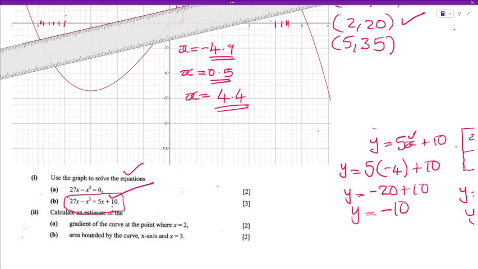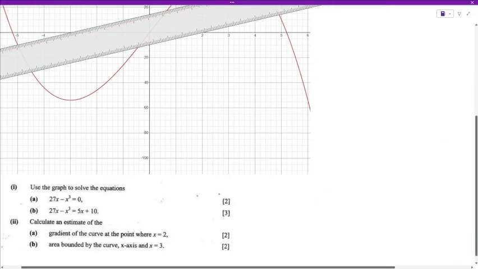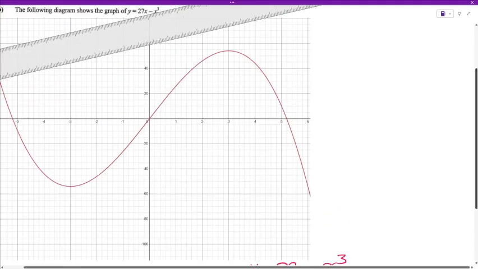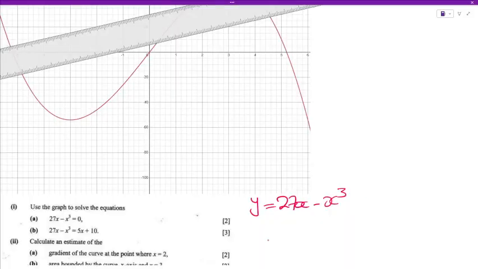We now go to the last question, which is asking us to calculate an estimate of the gradient. Remember I said whenever you are asked to find the gradient of the curve, all you have to do is differentiate the original function. So the original function is 27x minus x cubed. Let me confirm. Yeah, it's the one. So we need to differentiate this equation of the curve. Let me scroll down.